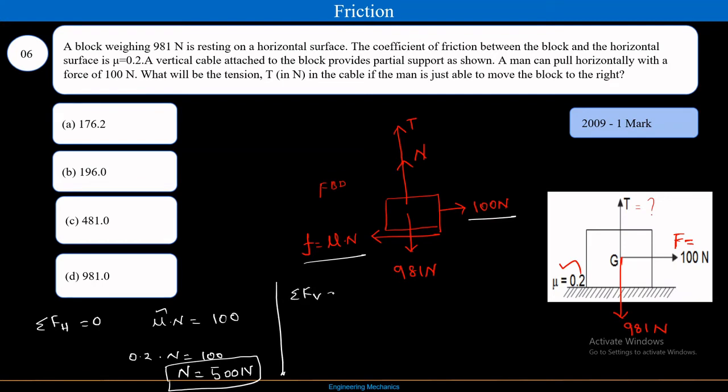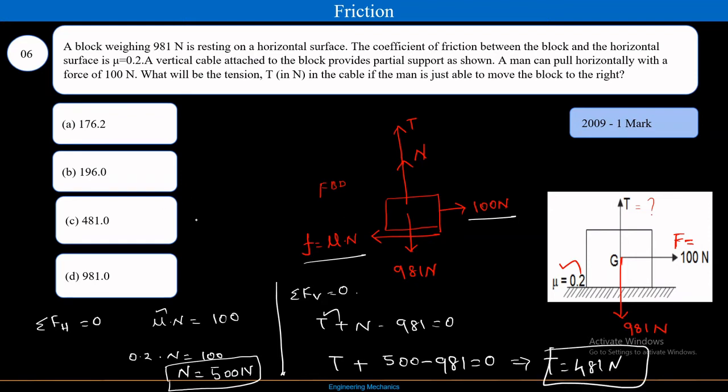Let's resolve the vertical forces, which sum to 0. What is my vertical force? Taking the upward direction as positive, T plus n minus 981 is equal to 0, or T plus n is equal to 981. What is my T that I need to find? My n is 500, so T is 981 minus 500. My answer for T is 481 Newton. That's my answer.